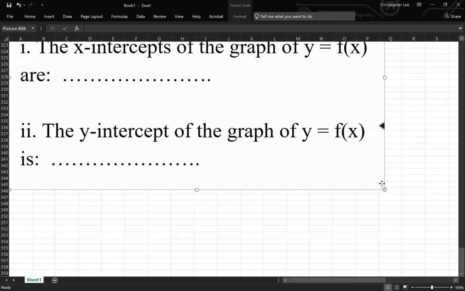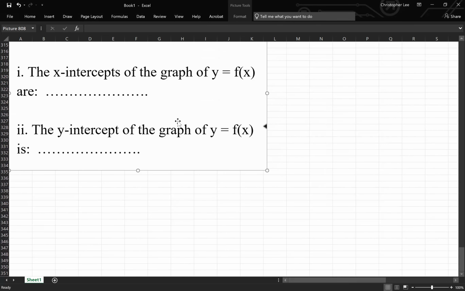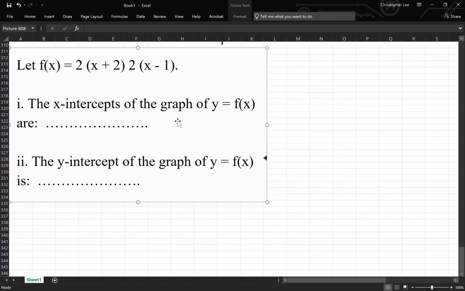All right. So new question. Let f of x equal 2 times x plus 2, times 2 times x minus 1. We want to find what? The x-intercepts, right? We want to find those x-intercepts. Okay.